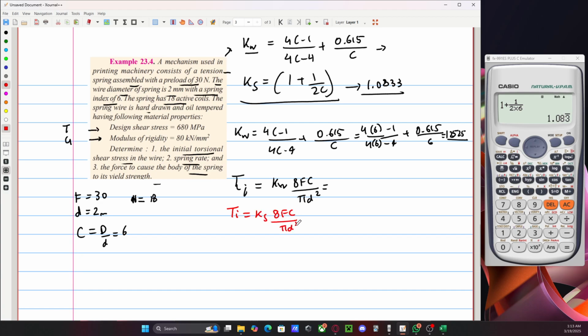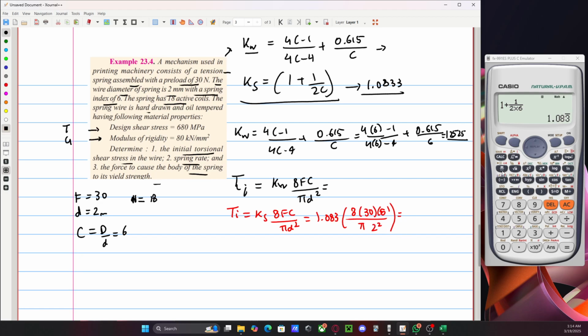8FC over pi d squared. So let's try Ks first. So 1.083, right? 8, what's our F? F is 30, so 36 over pi times our d, which is 2 squared. Okay, we'll compare both of them, and we'll just change the values.